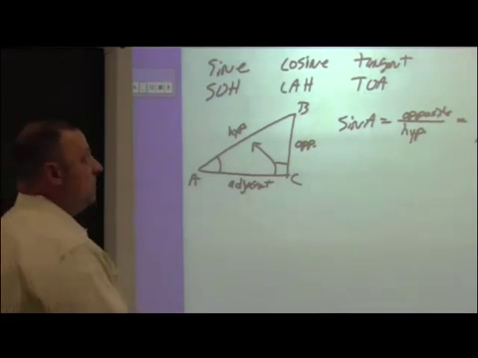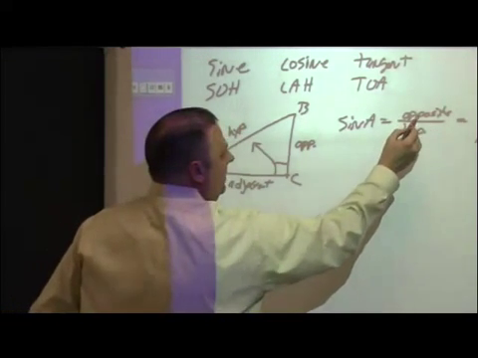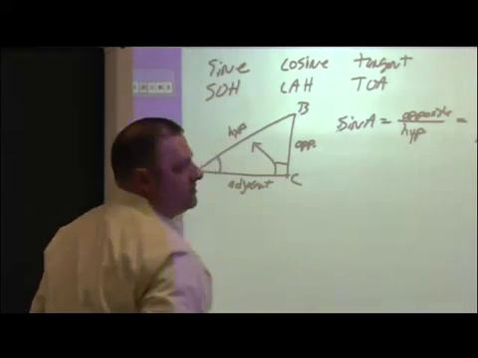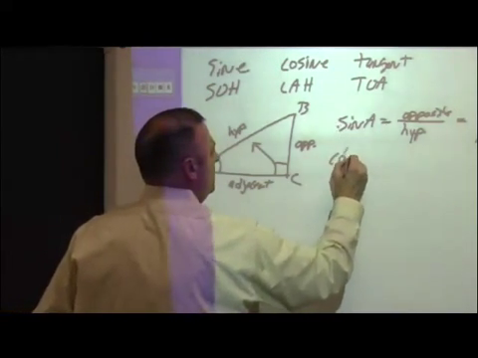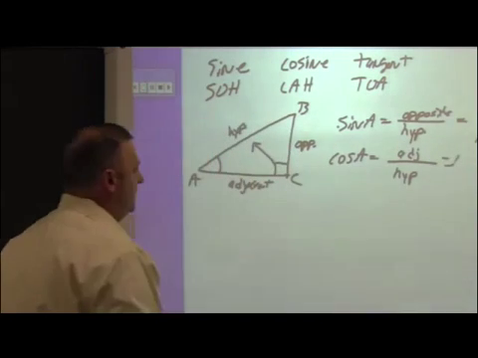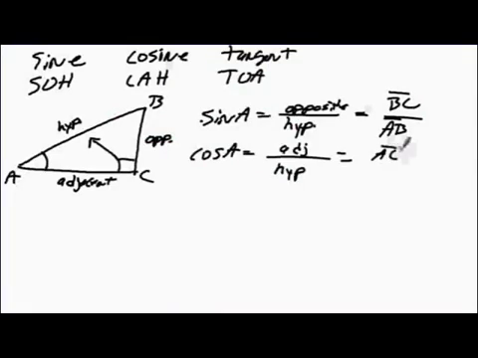Now let's talk about cosine. See, sine is opposite over hypotenuse. It's the first letter in each one of those words. Now let's do cosine. Cosine of angle A. I wrote CAH. That means adjacent over hypotenuse. So it's going to be adjacent over hypotenuse. Well, what's the adjacent side? That's segment AC over the hypotenuse, which is AB.